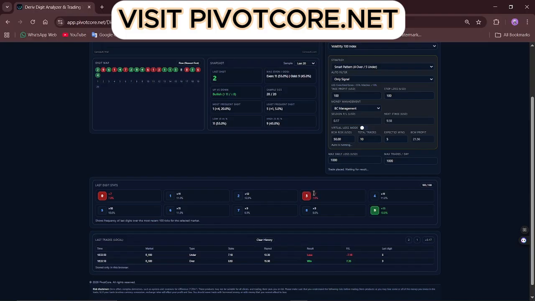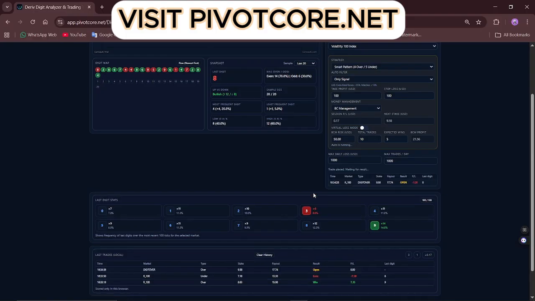Now, let's look at the strategy I'm using today. The 4 over 5 under strategy is built on probability. In the over section, we win if the last digit is higher than 4. In the under section, we win if it's lower than 5. By balancing these two on PivotCore, we aim for a steady growth. My plan today is simple: 10 trades, 5 wins. That's all we need to see the potential of this automated setup.